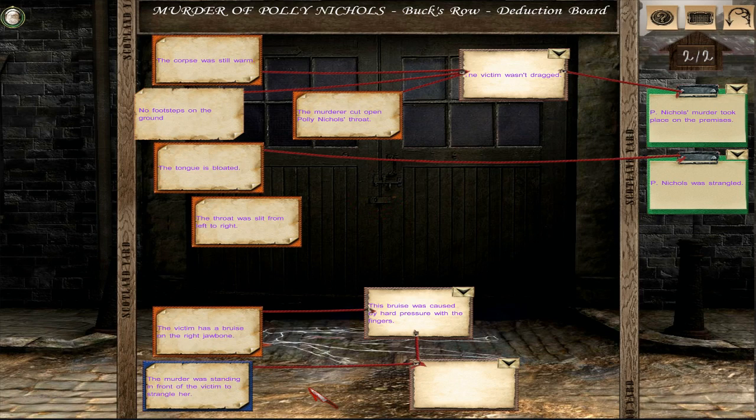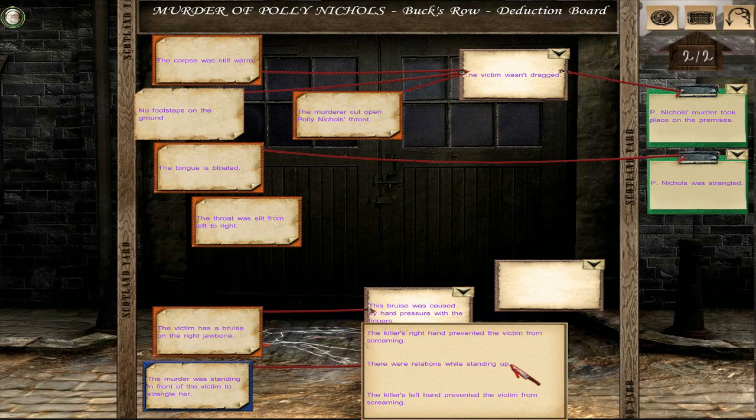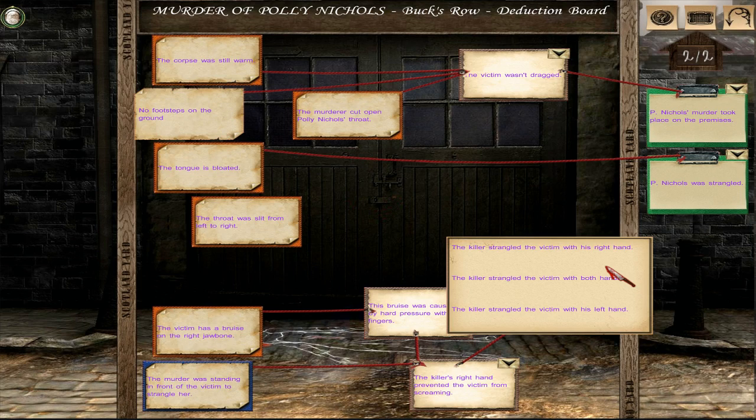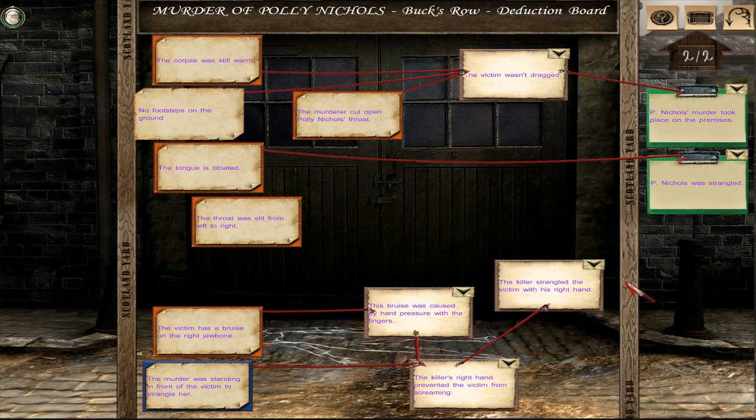Now, the murderer was standing in front of the victim to strangle her. There were relations, well, the killer's right. Think about it. Now, she had, how is it called? A bruise on the lower part of her left jaw, in her right cheek. So that makes sense that he would have done that with his right hand, or maybe both. No? I'm a terrible investigator.